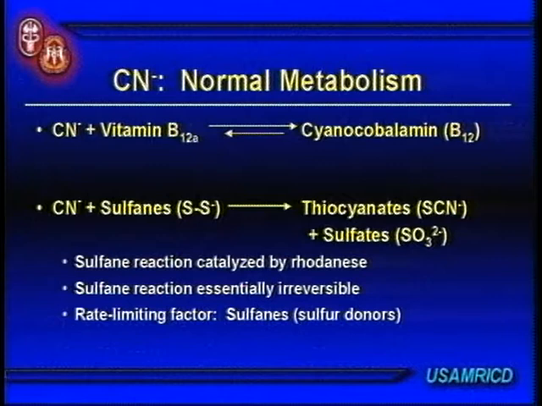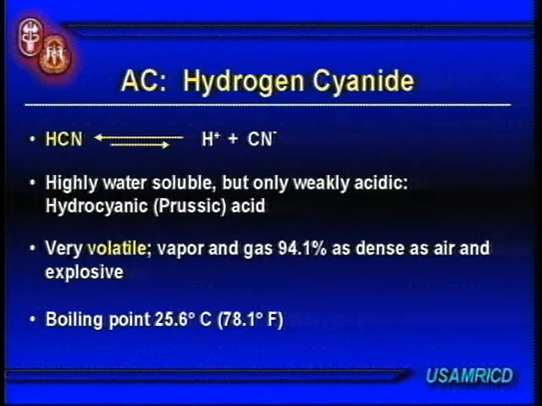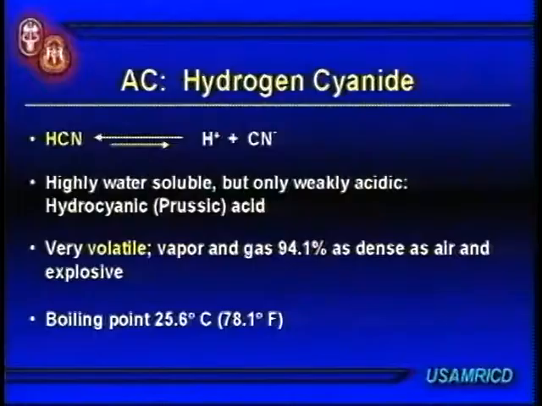Okay. Now, the gases that we're worried about on the battlefield are AC and CK. AC is hydrogen cyanide. That's the NATO code for hydrogen cyanide. It's an acidic compound in the sense that it has the capacity to dissociate into hydrogen ions and cyanide ions. In point of fact, that dissociation is so weak that the resulting solution, hydrocyanic acid, doesn't even turn litmus paper pink. And so we talk about the cyanide ion as if that's the bad actor. And in fact, it by itself does do bad things to the body. But hydrogen cyanide with the hydrogen attached can also act in the same way. Very volatile.